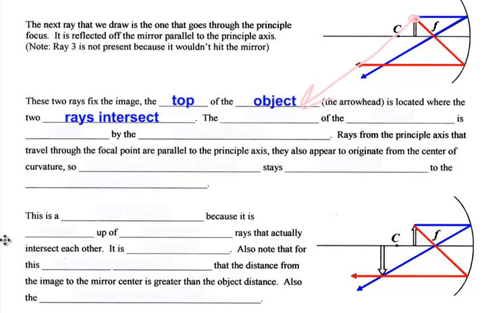fix the image. The top of the object, the arrowhead, is located where the 2 rays intersect, and the bottom of the object is fixed to the principal axis. So what they're saying is that the top of the object is located where the rays intersect. That's this location. That is the top of the object.